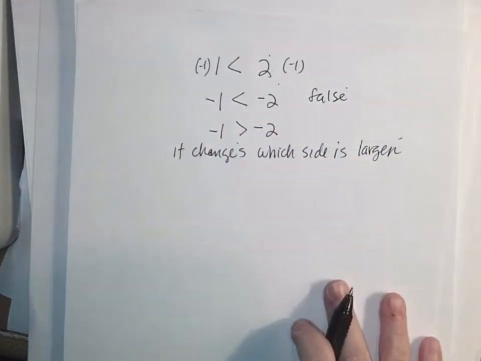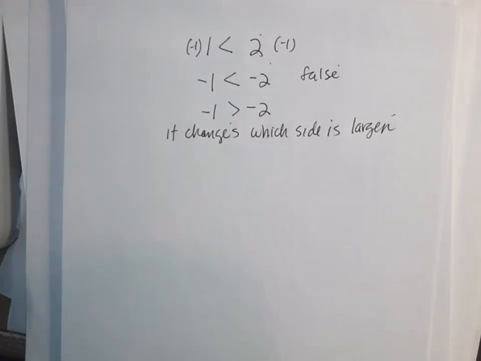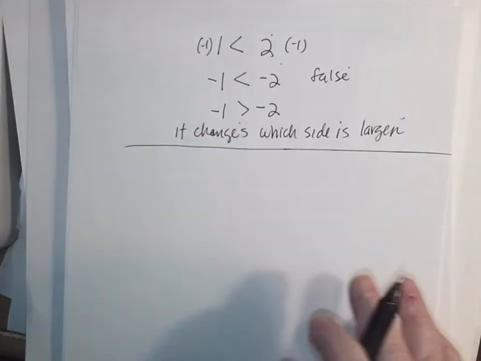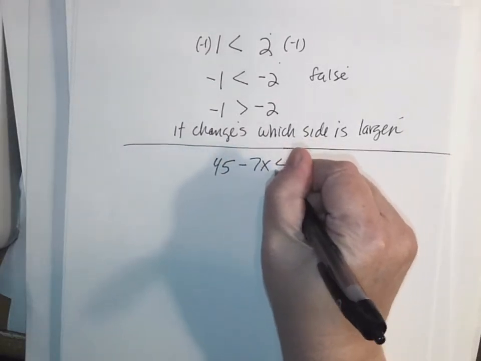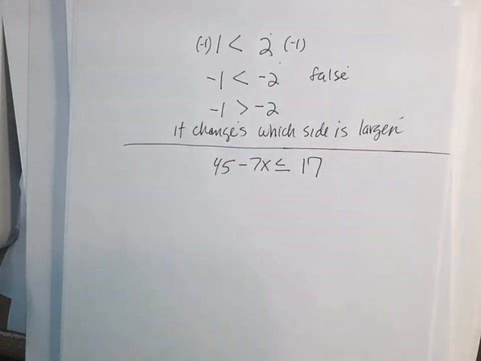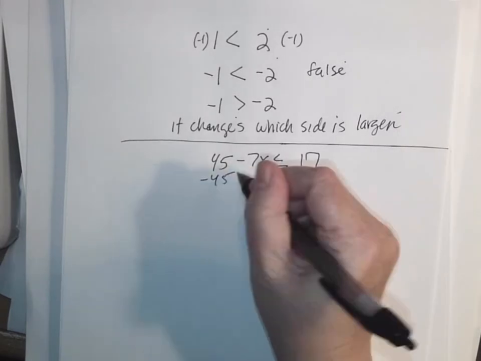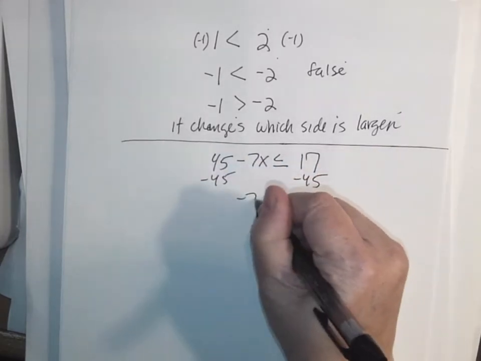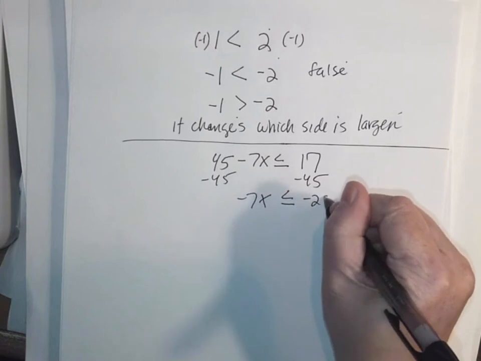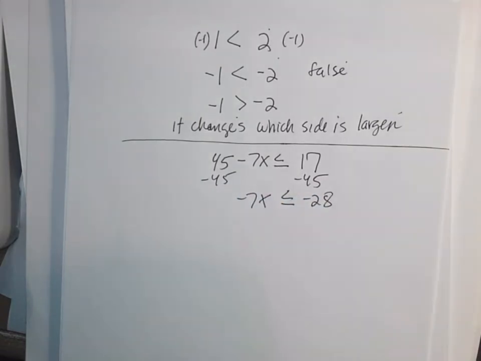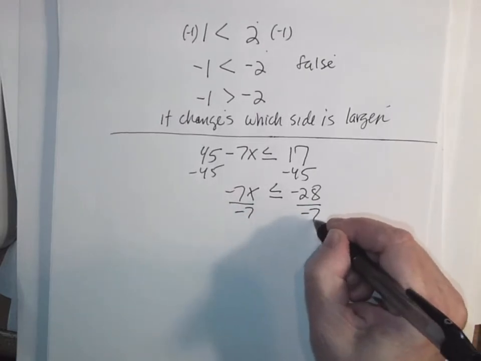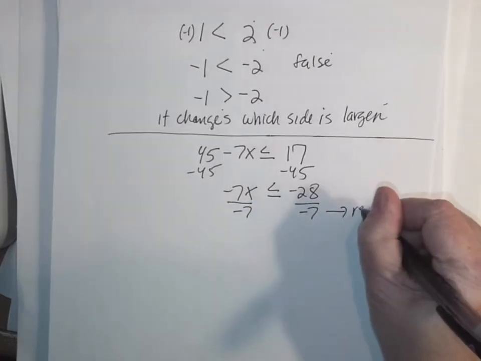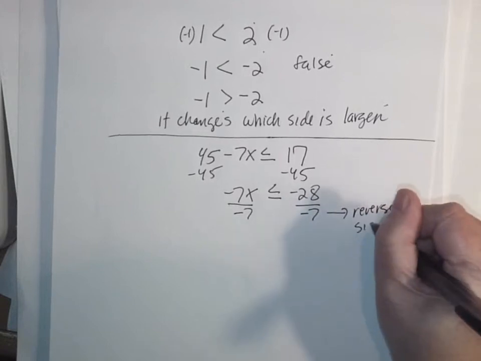Okay? Let's take a look at one more problem here that goes into this category. 45 minus 7x is less than or equal to 17. So again, I'm going to isolate that variable. I'm going to minus 45 on both sides, and it becomes negative 7x is less than or equal to negative 28. For me to get the x by itself, I'm going to have to divide both sides by negative 7. Ooh, I divided by a negative. I need to reverse the sign. Remember that, so it now becomes this.